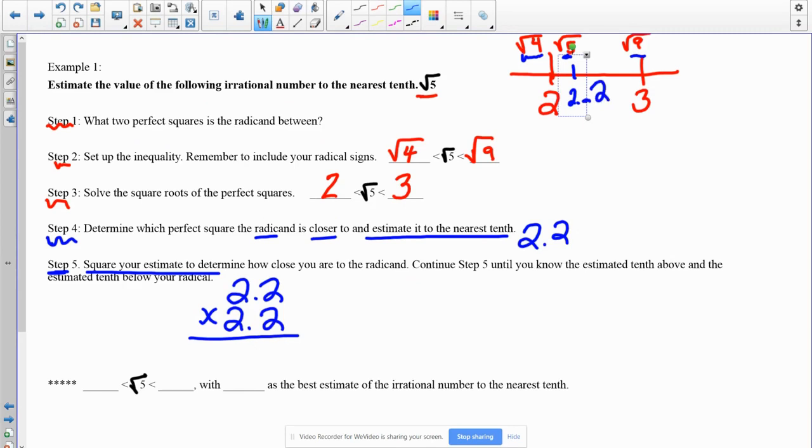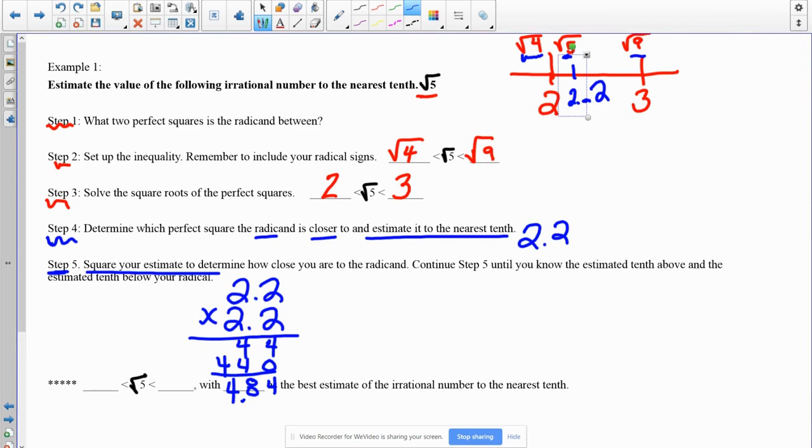So 2.2 times 2.2, and you can do this with whatever method you use. You can take 22 times 22 and then put it back in your decimals. I'm just going to do traditional multiplication here. So 2 times 2 is 4, 2 times 2 is 4, add a 0, 2 times 2 is 4, 2 times 2 is 4, and this would be 484, and since there are 2 decimal places, I'm going to move the decimal over twice. So notice that we're going to get 4.84 as an estimate. Now that is pretty close to 5. Not bad, but a little bit underneath.